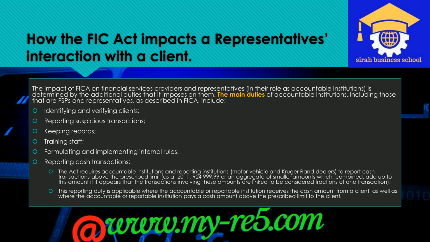The Act requires accountable institutions and reporting institutions, motor vehicle and Kruger-Rand dealers, to report cash transactions above the prescribed limit, as at 2011, R24,999.99, or an aggregate of smaller amounts which, combined, add up to this amount if it appears that the transactions involving these amounts are linked to be considered fractions of one transaction. This reporting duty is applicable where the accountable or reportable institution receives the cash amount from a client, as well as where the accountable or reportable institution pays a cash amount above the prescribed limit to the client.